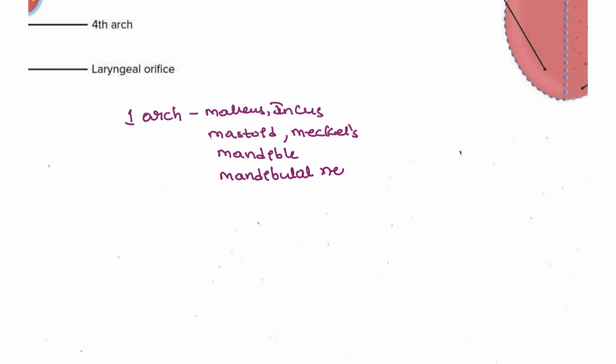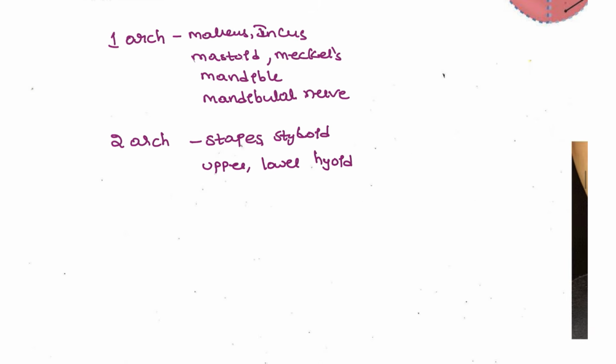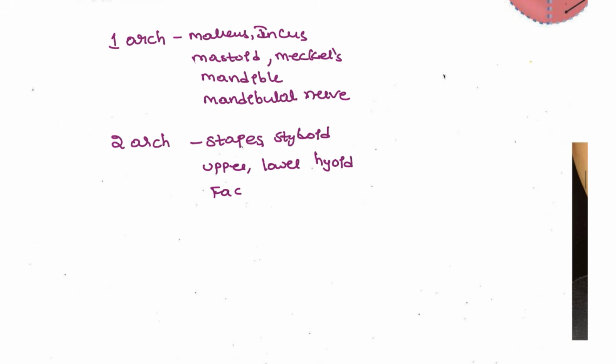The nerve that is coming here is the mandibular nerve. Next, the second arch gives the S structures: stapes, styloid, and also upper and lower hyoid structures. What is the nerve that is coming here? That is the facial nerve.